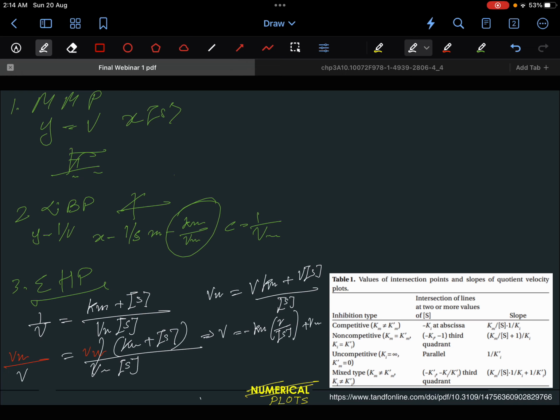I think I am right. We will take this one there and V will be common. This is right. So for V it is Y, and then again this is M, and this is X, and this is C. So you can just plot the graph. Since M is negative, it will be a negative slope. So this is the graph here, the negative slope, and Y is V and X is V by substrate concentration, and the Y intercept is Vmax. This is the graph of Eadie-Hofstee.